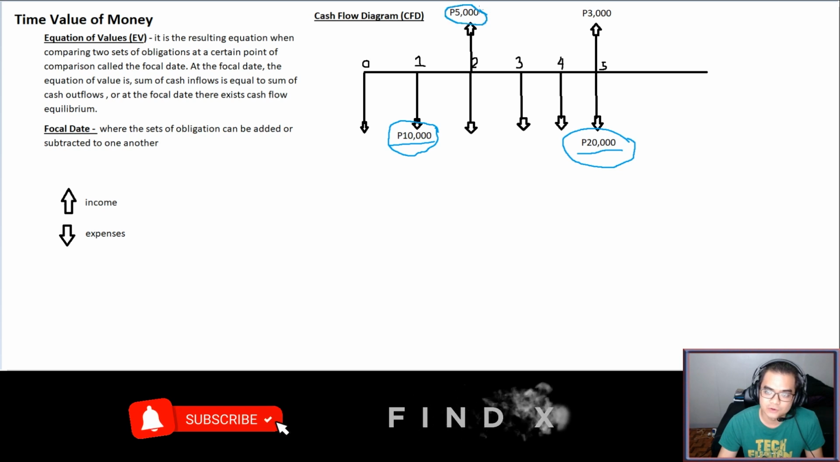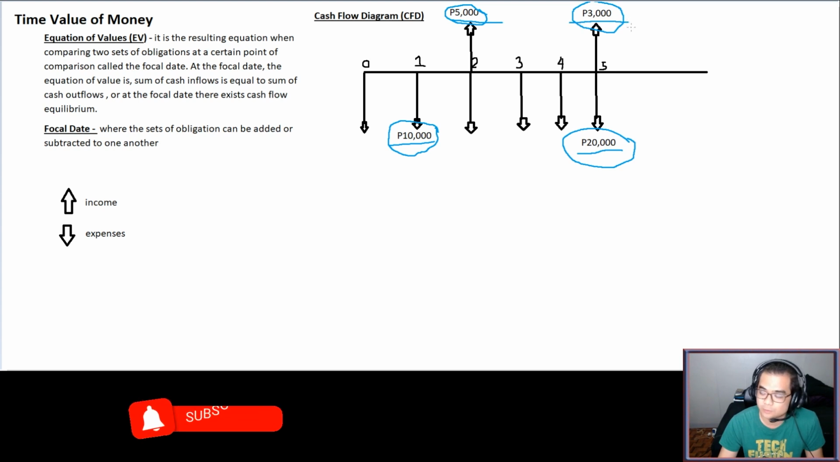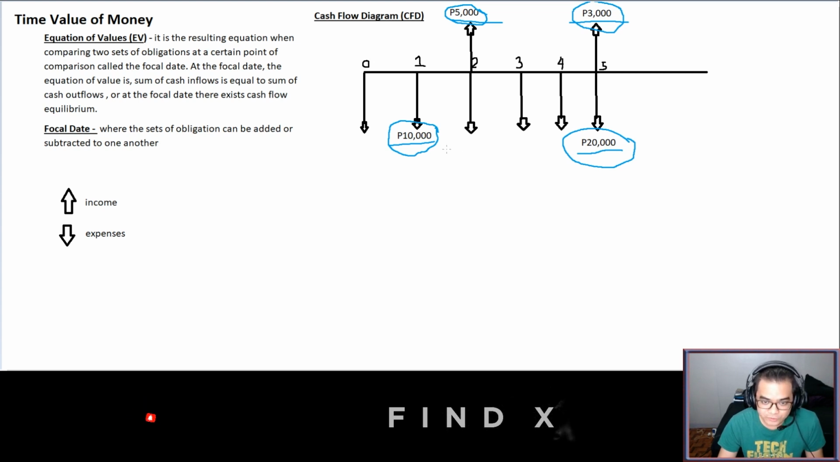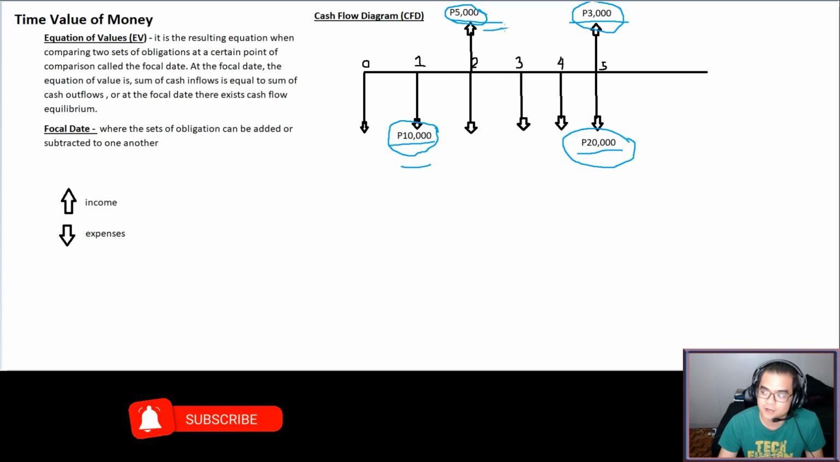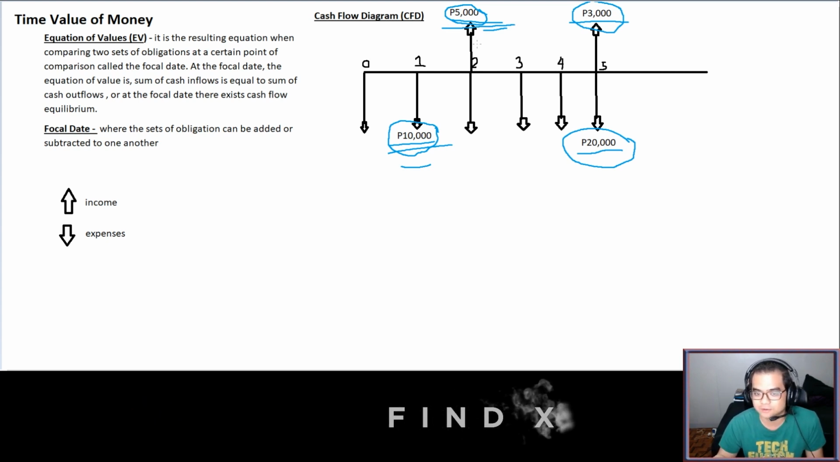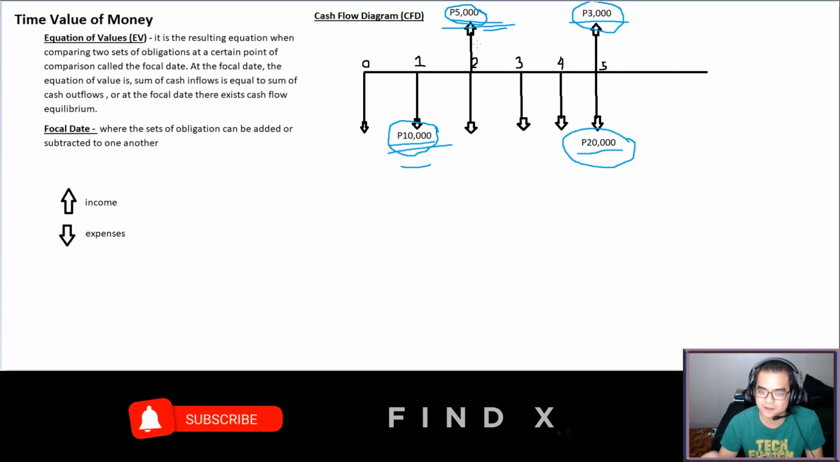The same thing with 5,000 and 3,000. Even though 5,000 and 3,000 are both income, you cannot add those because, again, they are in different timelines. The same, as you can see, if this is an expense, this is an income. If you subtract those, that's 10,000 minus 5,000, that will become 5,000. That is also wrong. You cannot do that because, again, they are not in the same year or same timeline.